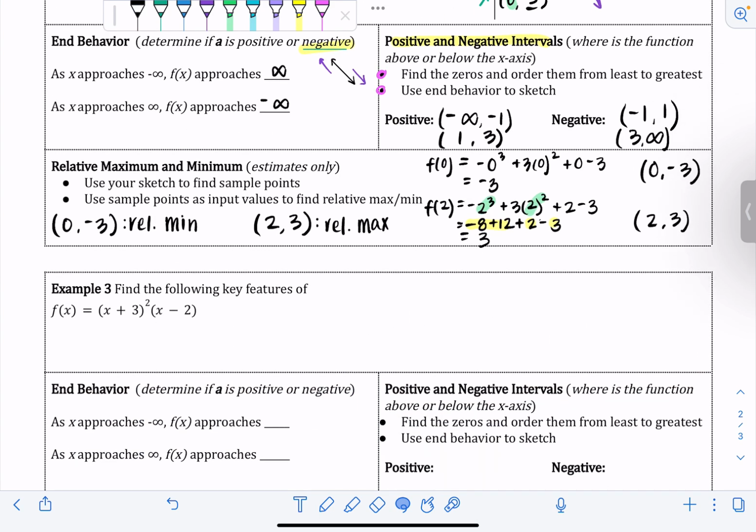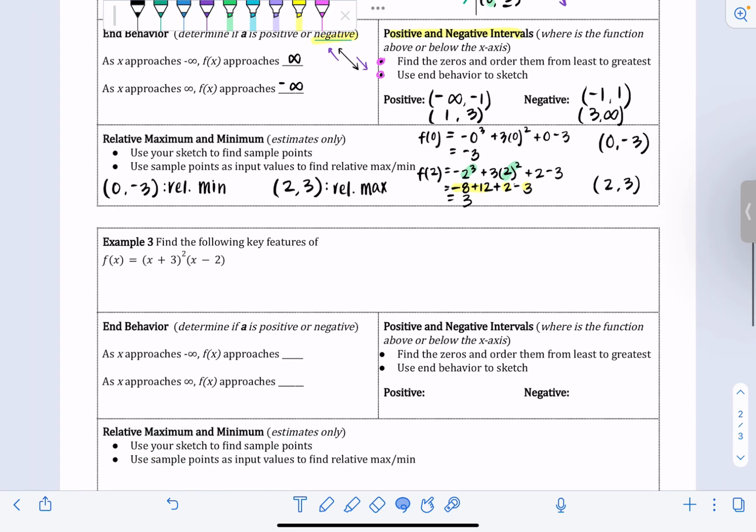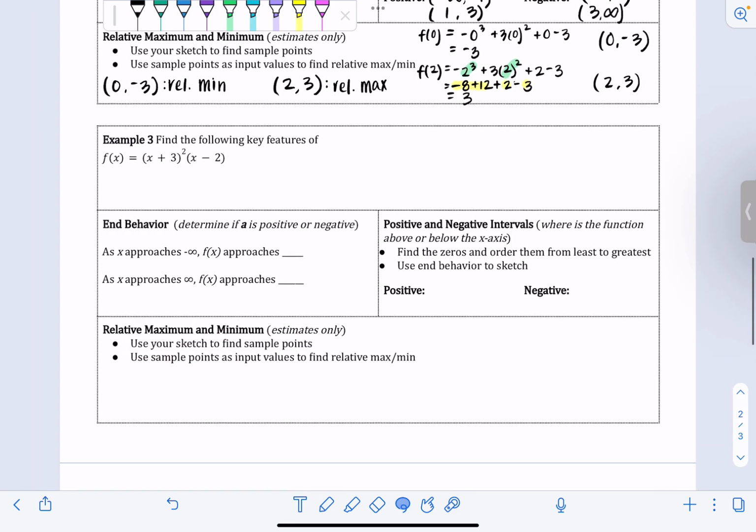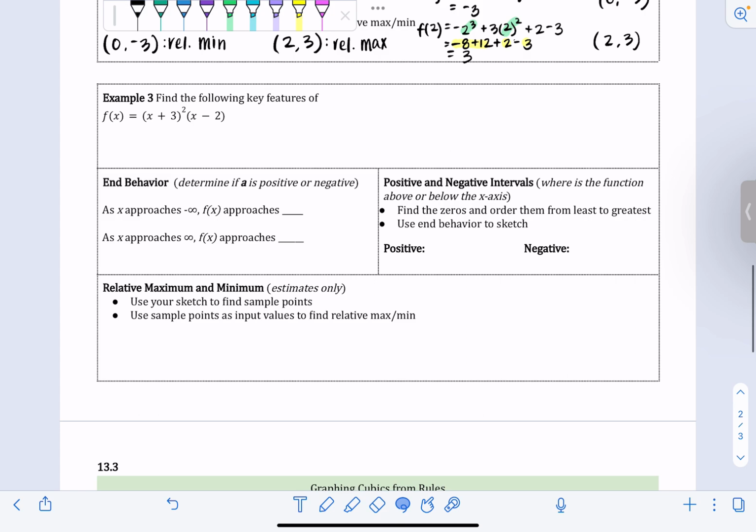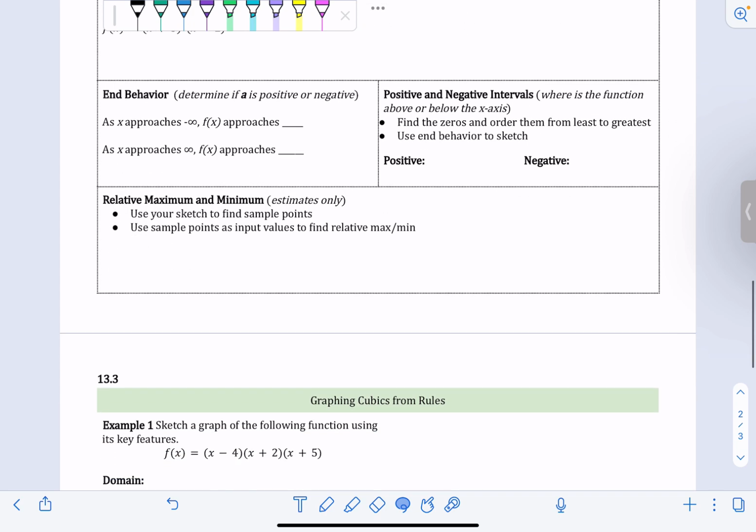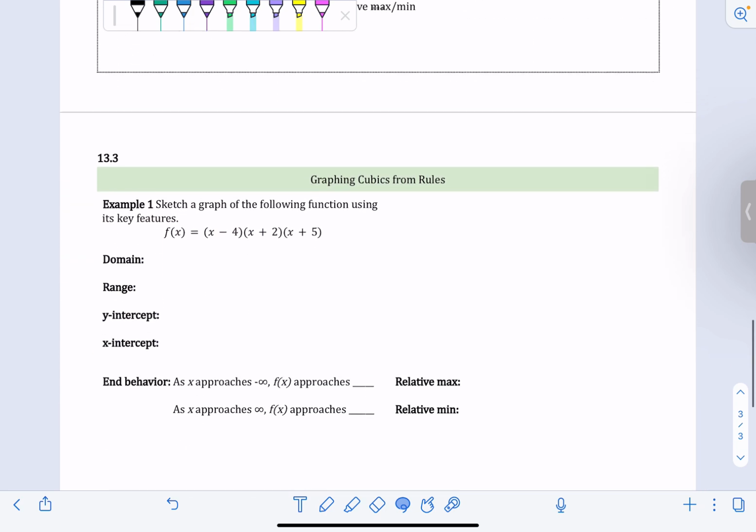Okay, so these problems, I had a feeling they were gonna take a really long time. So I'm gonna save example 3 and put it in a different video. You can watch it as an extra example if you would like to, but I'm not gonna include it in this one. I'm gonna go down to 13.3.